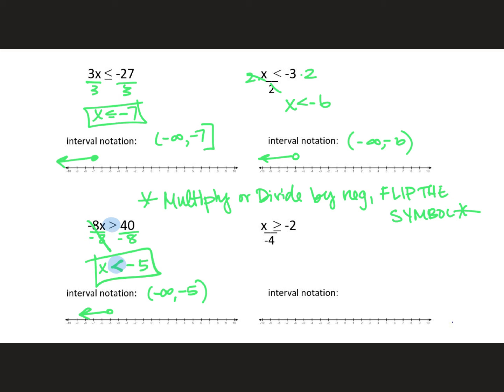On the next one, I'm going to multiply both sides by -4. Since I multiplied by a negative, the sign's going to flip, and it flips on this very next step. So this becomes less than or equal to positive 8. So I go to 8, closed circle, and the arrow points to the left. And our interval would be negative infinity to 8 with a bracket.